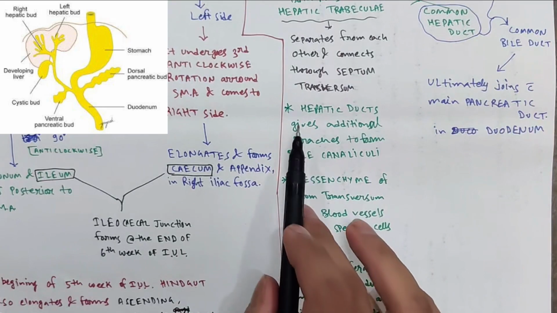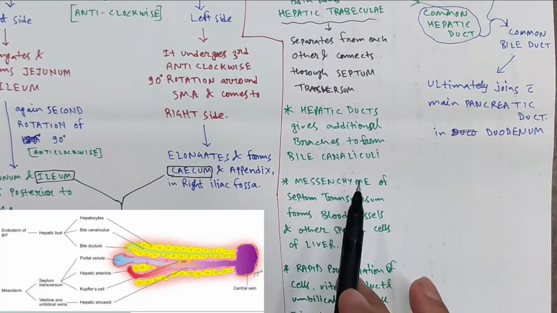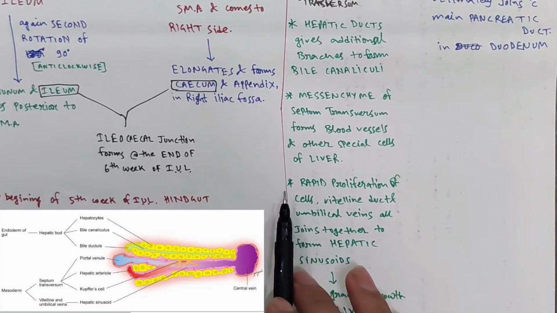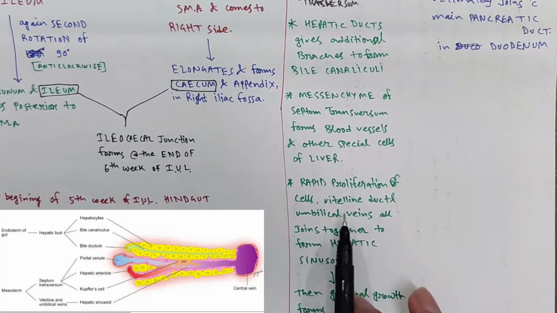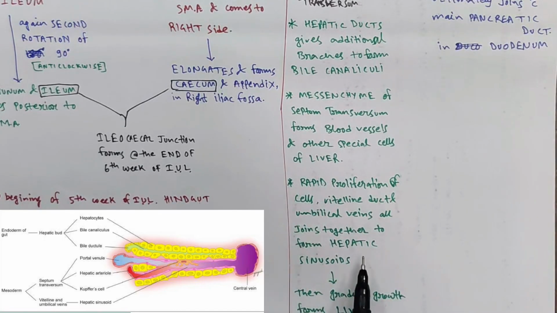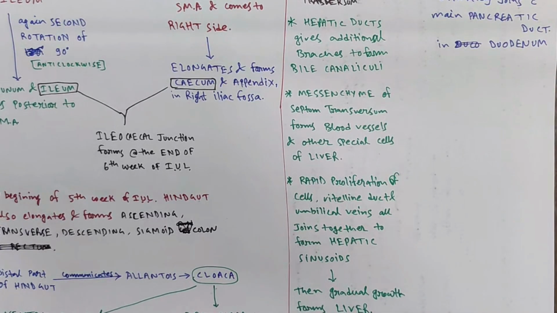Now these hepatic ducts give additional branches to form the bile canaliculi, and the mesenchyme of the septum transversum forms the blood vessels and the other special cells of the liver. The rapid proliferation of these special cells, the vitelline duct and umbilical veins all join together to form hepatic sinusoids, and all these things together gradually grow and form the ultimate liver. Everything about the liver I talked about in my anatomy videos in detail, you can check those.